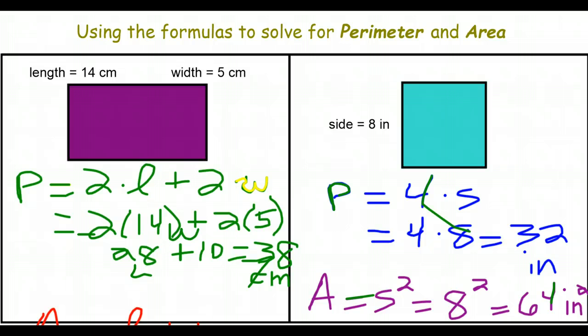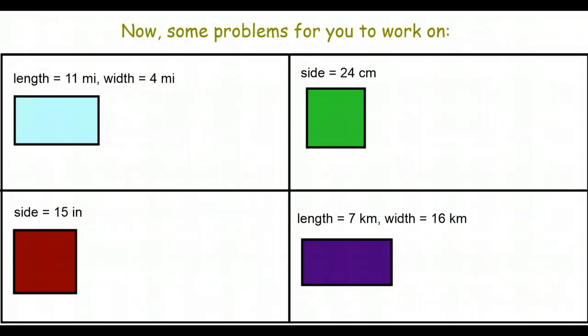So go ahead and pause the video, take a look at these 4 problems here. 2 rectangles and 2 squares. See how you can do to find the perimeter and the area. If you need to go back and take a look at those formulas again, feel free to. But as soon as you're done with these 4 problems, go ahead, unpause the video, and then we'll go over them.